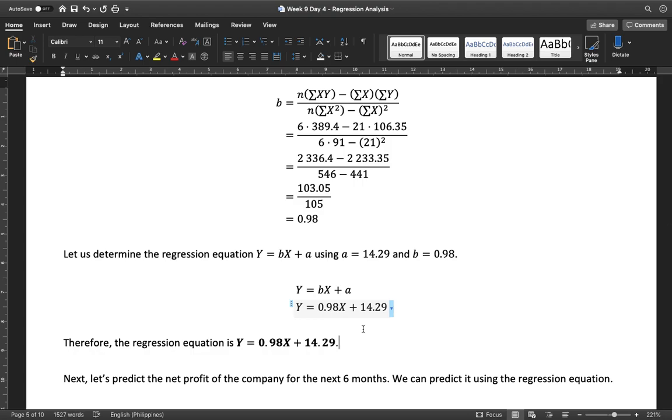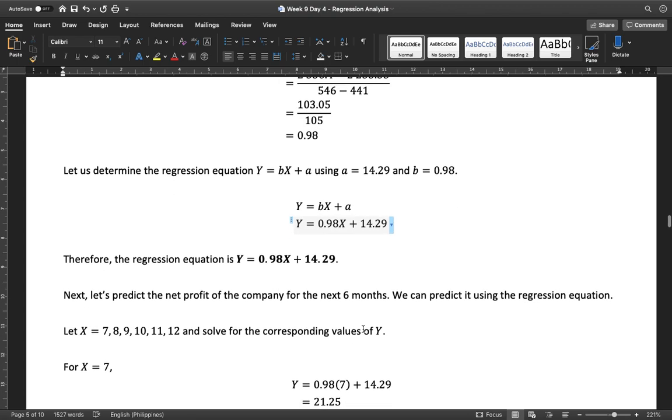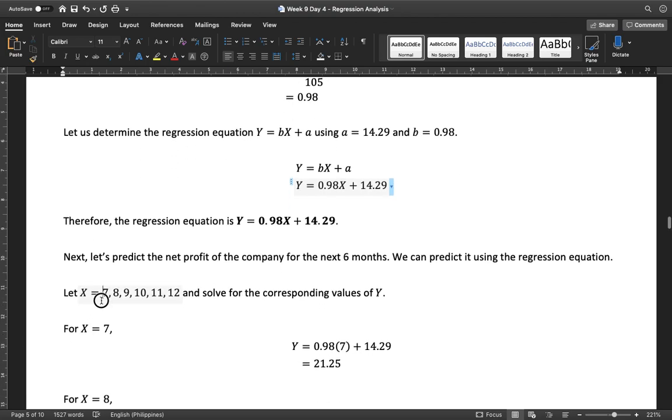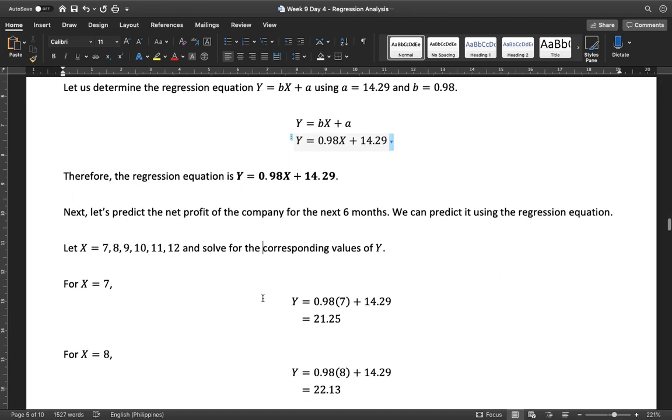So, meron tayong regression equation. Anong purpose ng regression equation? Gagamitin natin yan para ma-predict magkano yung magiging profit ng company for the next months to come. Yan. So, let's predict how much yung net profit ng company for the next 6 months. So, remember yung kanina table natin? Yung months natin, 1 to 6. So, ano yung next 6 months nun? 7 to 12. So, that x equals 7, 8, 9, 10, 11, 12.